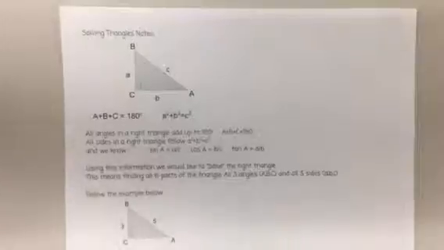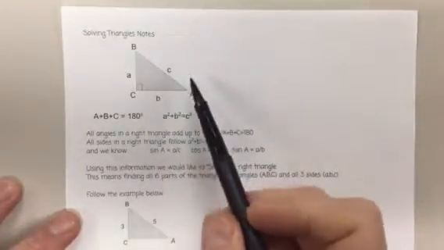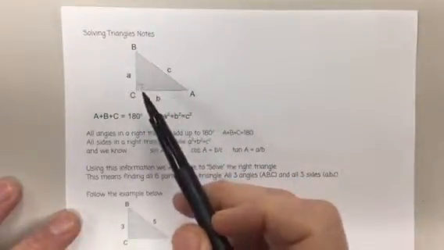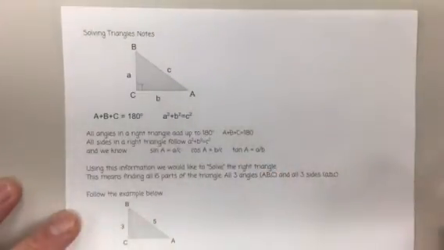Solving triangles notes. Solving a triangle means finding all three angles, A, B, and C, and all three sides, little a, little b, little c. So it's finding all 6 parts of a triangle.